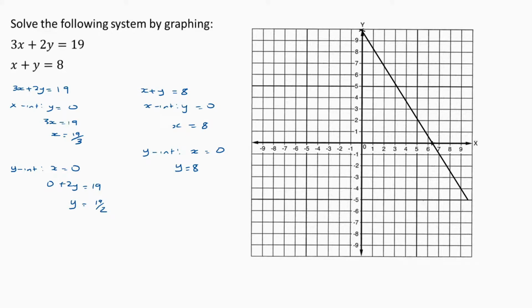And then we're going to draw the line for x plus y equal to 8. So we have x equal to 8 for the x-intercept, right about here. Y equal to 8 for the y-intercept, right about here. So what we're going to do now is draw a line that joins these 2 points together. From this graph, we can see that the point of intersection is roughly at the point 3, 5. So when x is 3, y equal to 5.